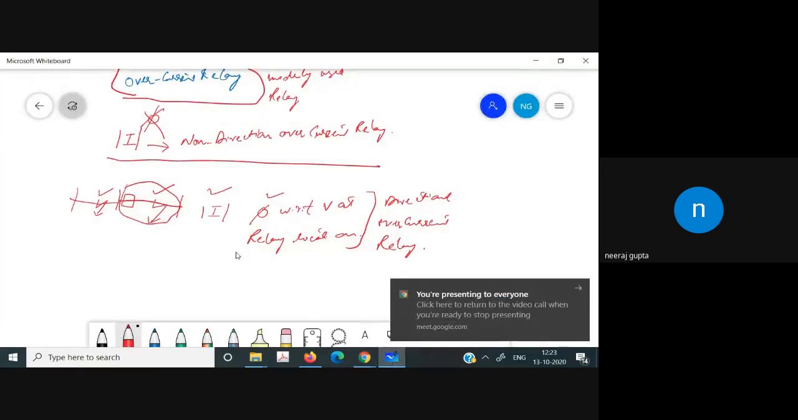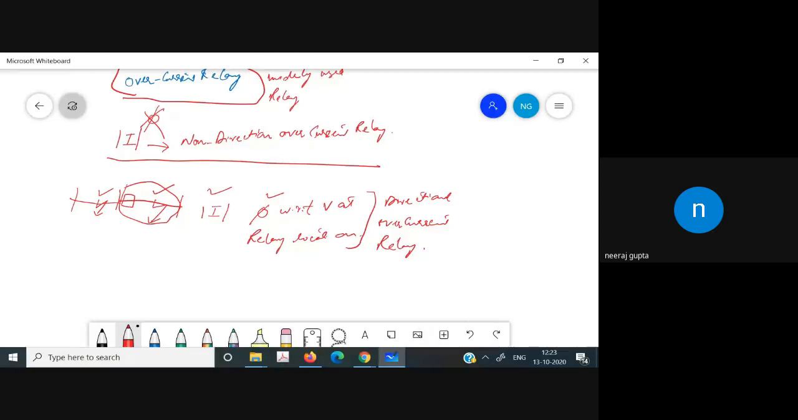Now you will see, from this diagram, that the directional overcurrent relay has greater selectivity than the non-directional overcurrent relay.